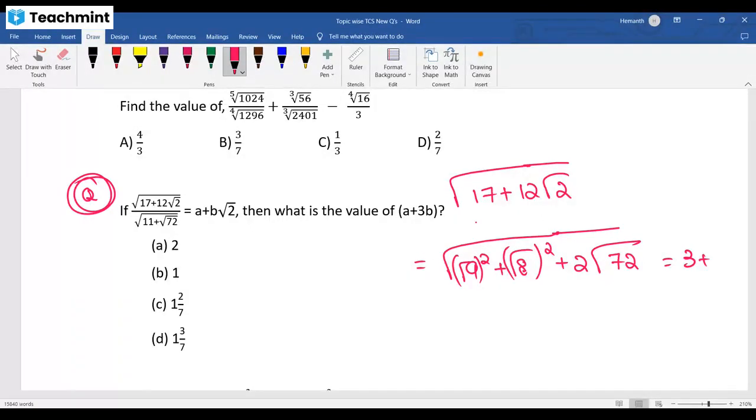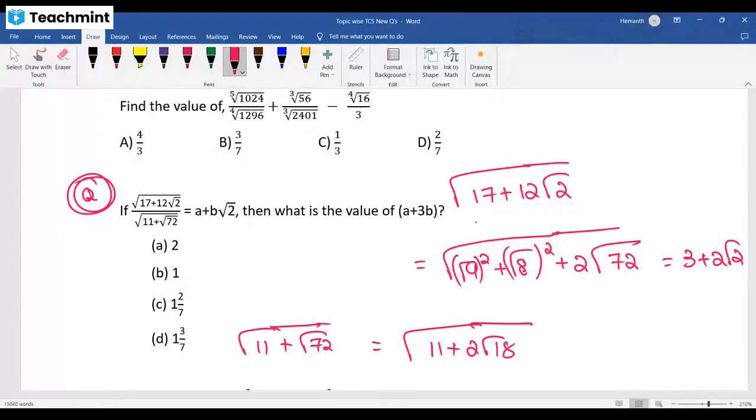That speed you will get when you do the process more and more. Whereas here, 2 is not at all there outside. You bring that to 72. From 72, take 4 into 18, right? If 4 comes outside, it will become 2. 2 plus root 18. Now we have to think smart. 18 can be written as 9 into 2, so it will come outside as root 9 plus root 2. This is 3 plus root 2.